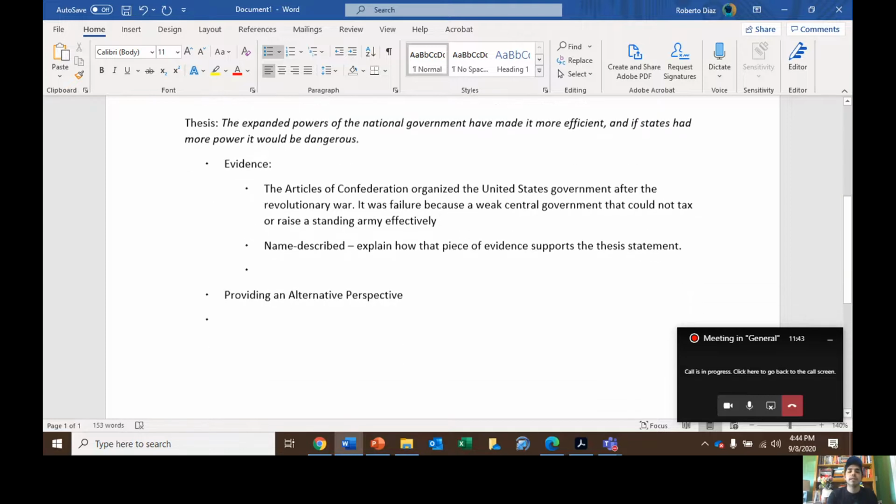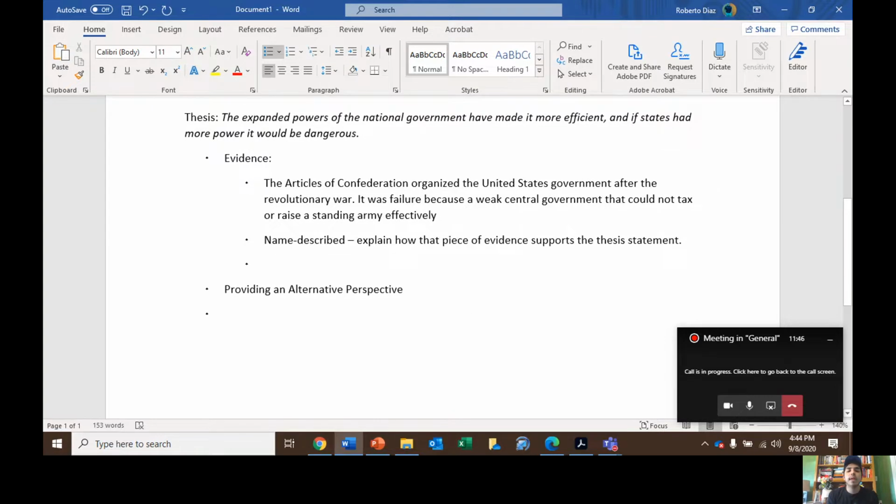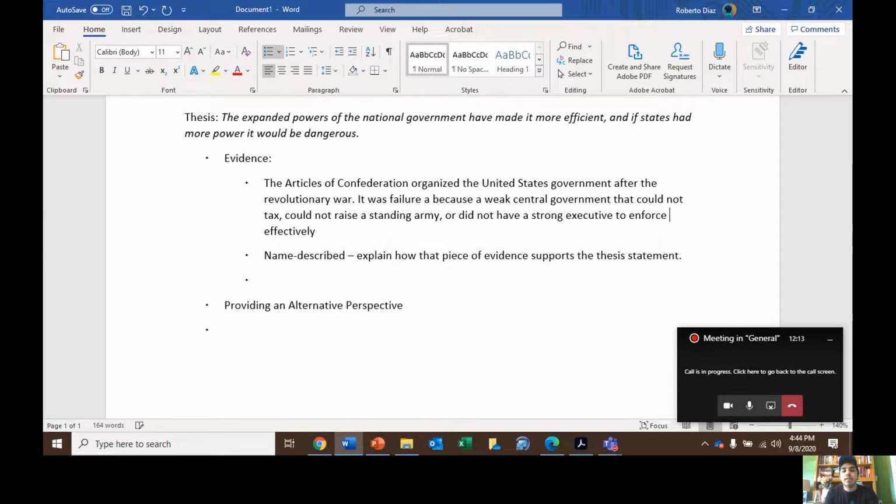The Articles of Confederation organized the United States government after the Revolutionary War. It was a failure because of a weak central government that could not tax, could not raise a standing army, or did not have a strong executive to enforce laws.